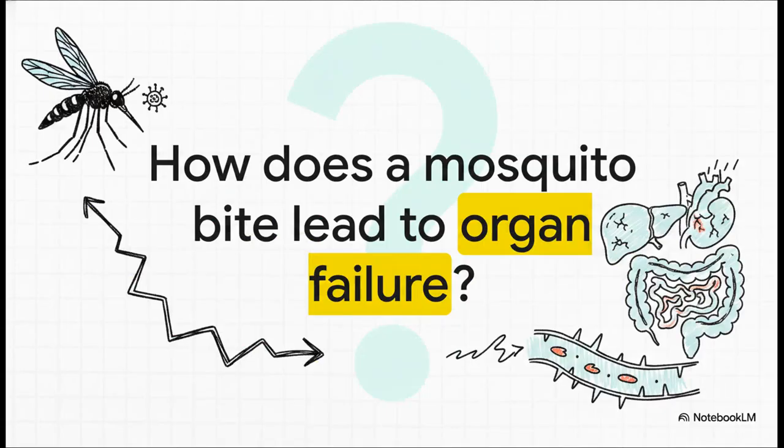So think about this for a second. How exactly does a simple, everyday mosquito bite lead to complex, catastrophic organ failure? It's an incredibly alarming biological escalation. We're talking about a microscopic flavivirus transmitted by a tiny insect out in the wild that somehow manages to transform into a life-threatening medical emergency, one that's fully capable of shutting down the human body's most vital systems.